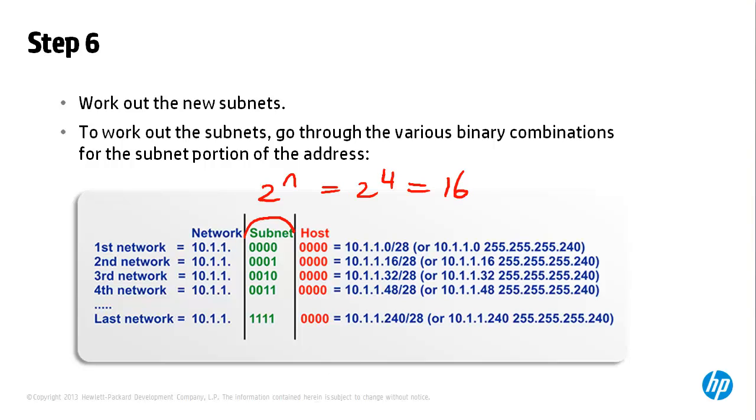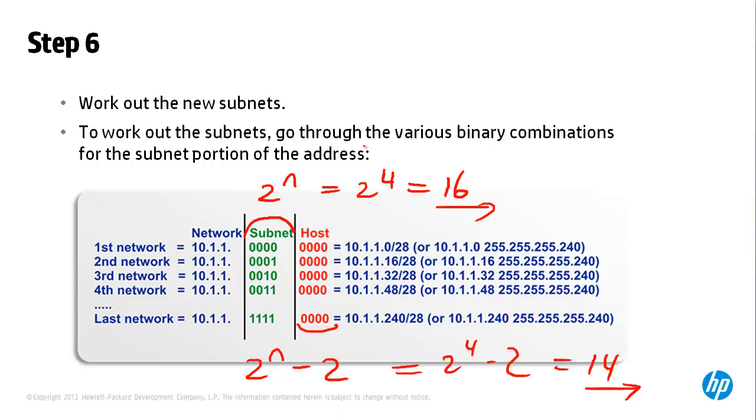How many hosts per subnet? There are 4 bits in the host portion. The formula is 2 to the n minus 2, which will give us 2 to the power of 4 minus 2, which is 14. We have 14 hosts per subnet, and we have created 16 subnets.